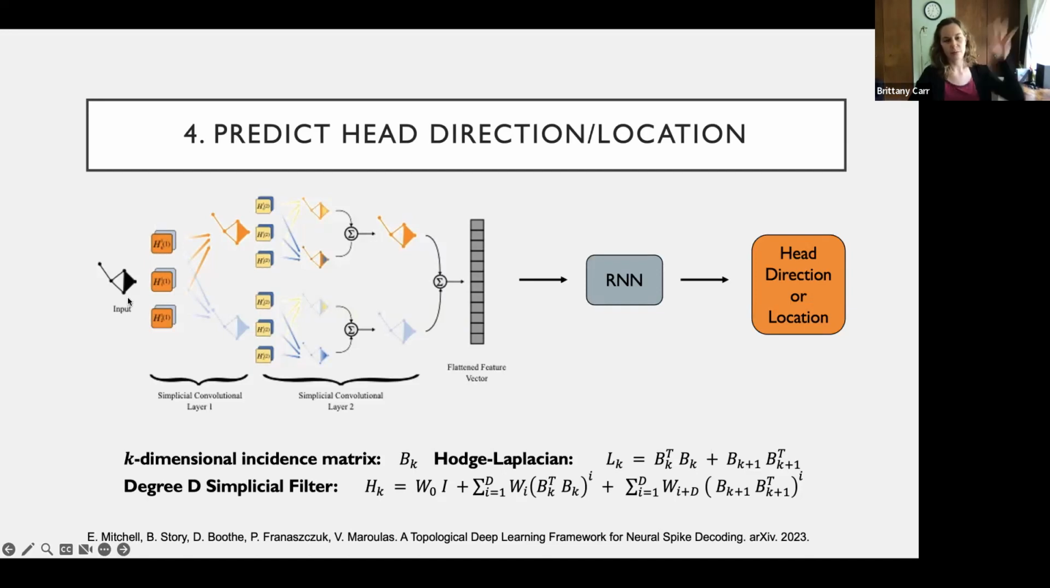So I'm taking in my simplicial complex, feeding all of that into these simplicial filters, which I can do in multiple stacked layers, right? Just like any machine learning algorithm, I can attach a bunch to each other. And then eventually that will give me out a flattened feature vector, which I can then feed into a recurrent neural network. So this is kind of the meat of the whole project. If you have any questions, I'd be more than happy to answer them.